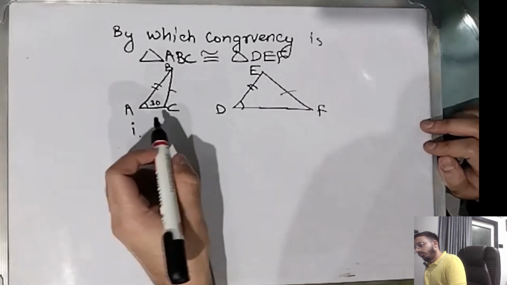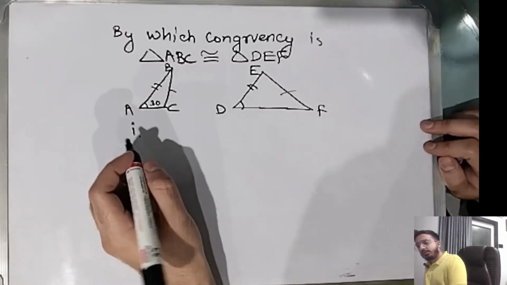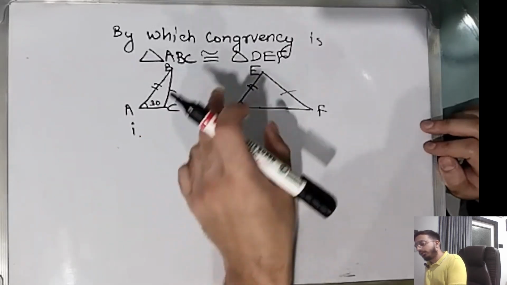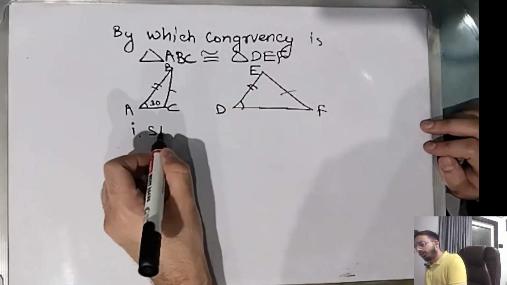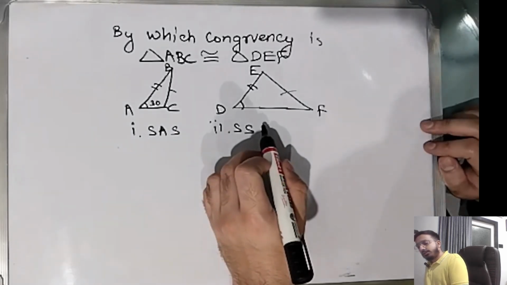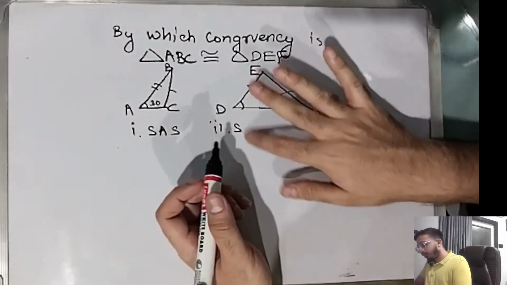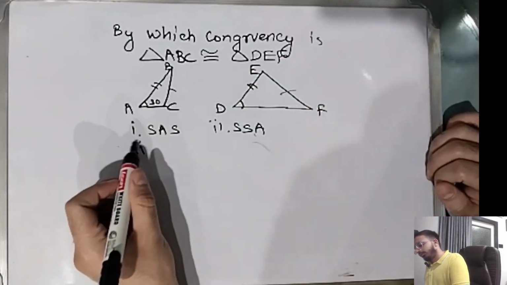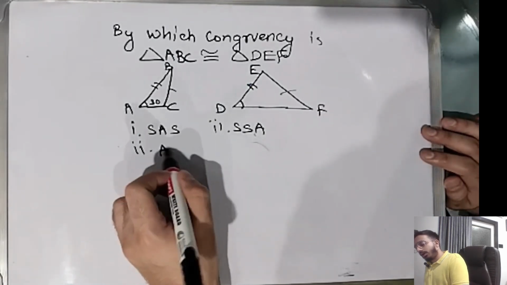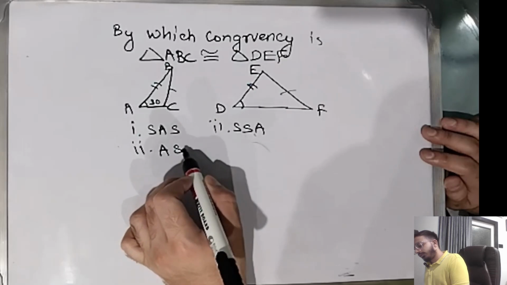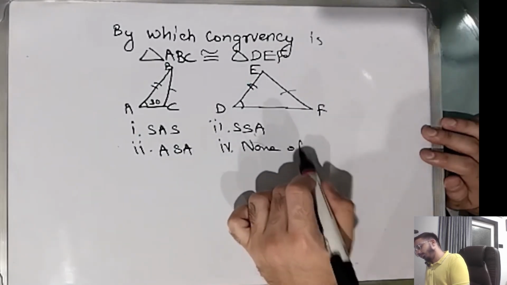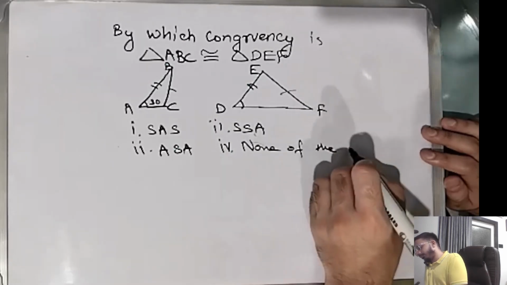Now, by which criterion of congruency are these two triangles equal, or these two are equal by which of the following criteria? 1 is SAS, 2 is side angle, 3 is angle side angle, and fourth is none of the above.